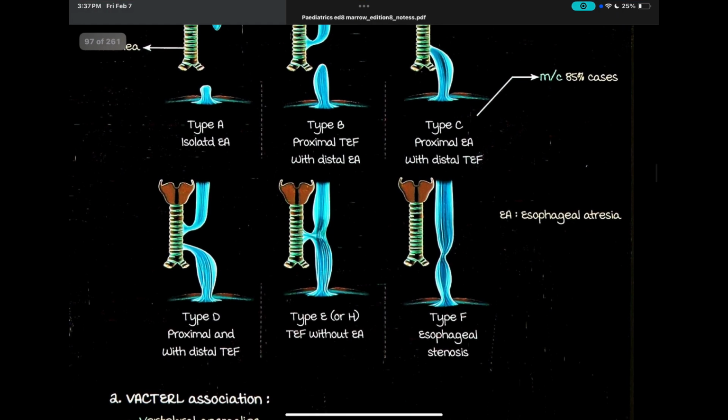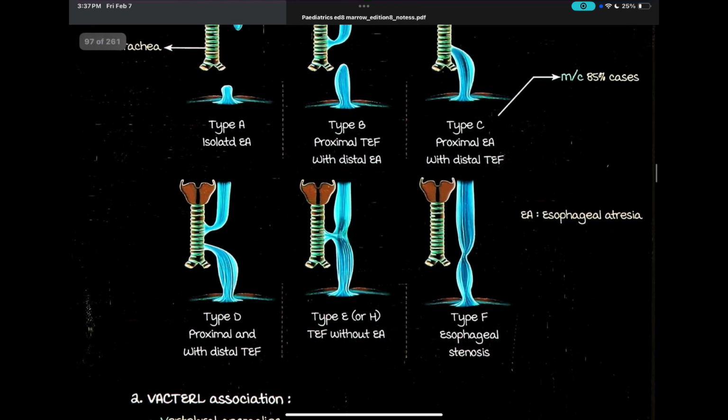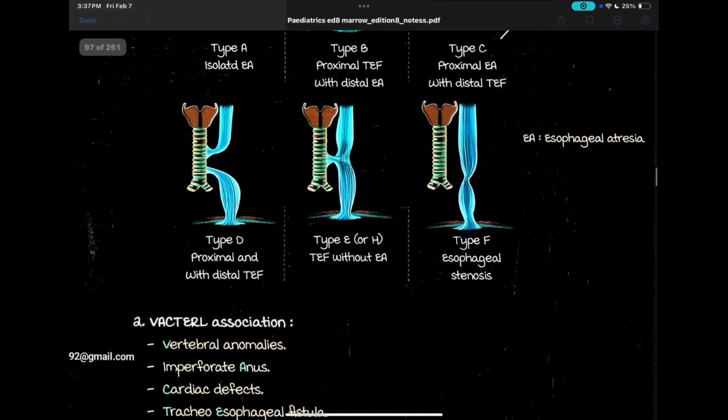Type D is proximal and with distal tracheoesophageal fistula. Type E or H, tracheoesophageal fistula without esophageal atresia. Type F, esophageal stenosis. This is the classification.